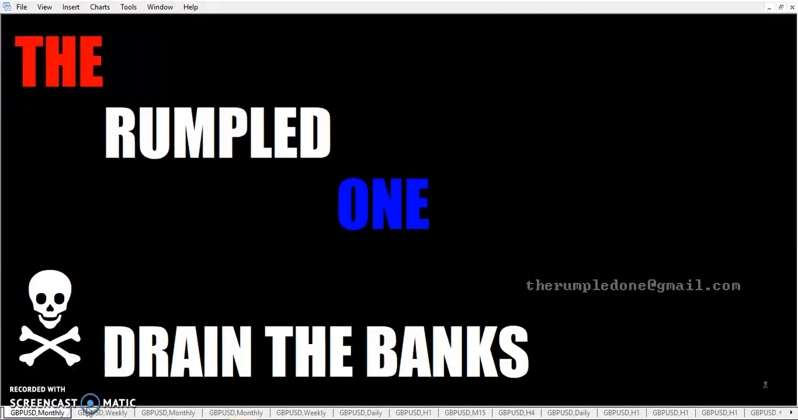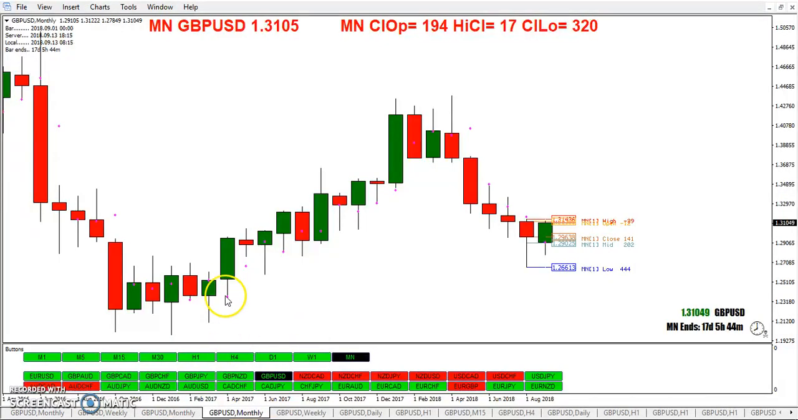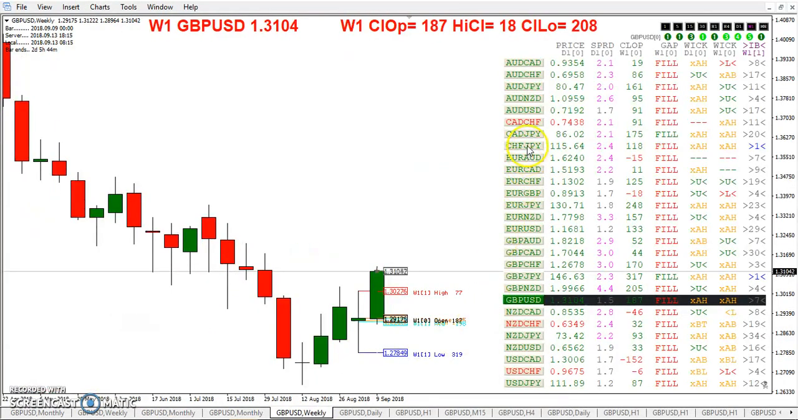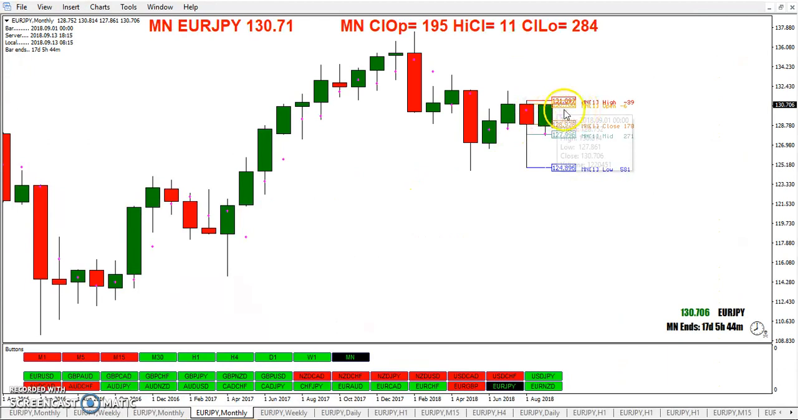Let's see, where were we? Once again, risk management. So we can look at the monthly, but let's go back to the euro yen, since that's what we're focusing on really this month. And you can see here, we broke slightly into the upper wick zone on the month.